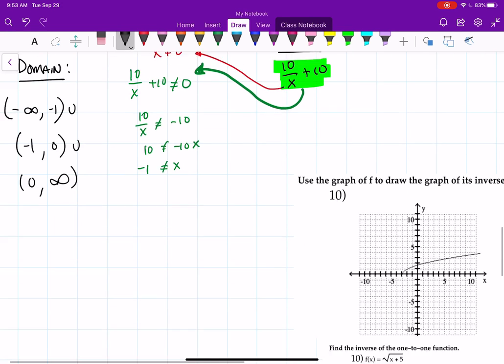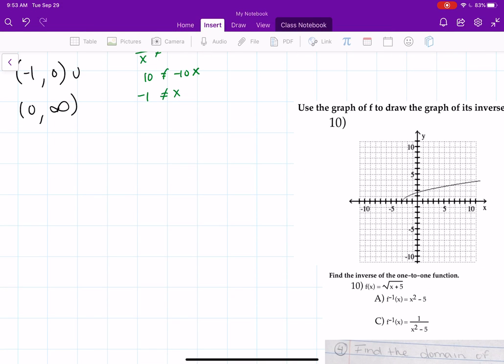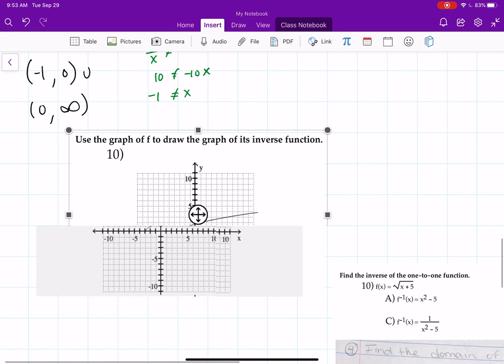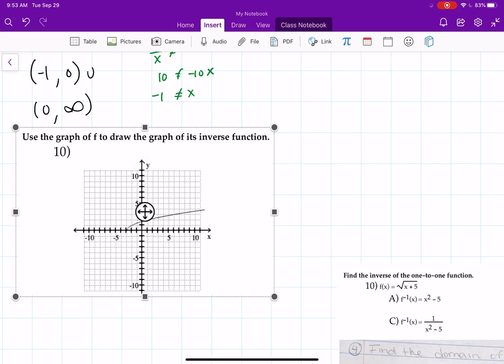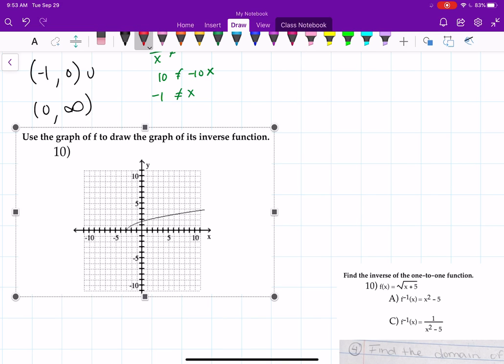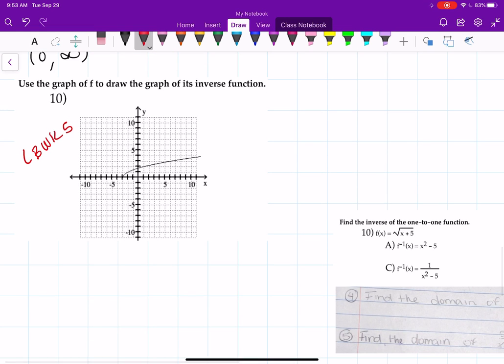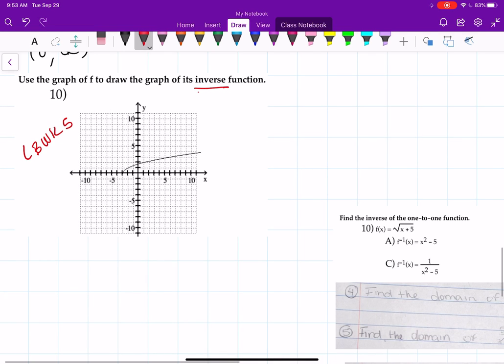All right, however, if I decided to use this number 10, which I believe is lab work 5, so this is lab work 5, number 10, it says to draw the inverse. So to do the inverse, all you have to do, especially with graphs, is to switch the x and y.